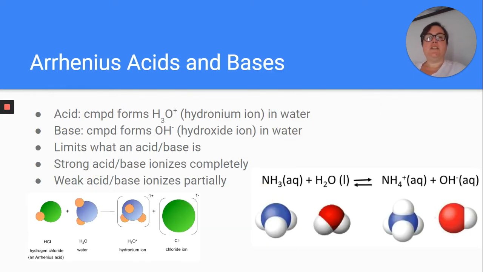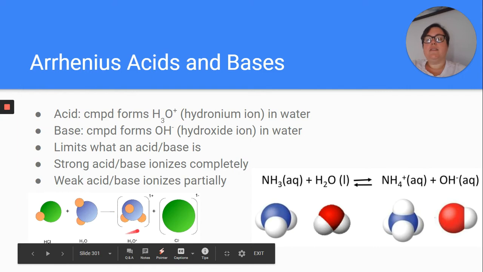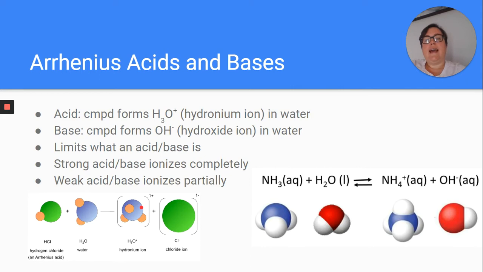A couple definitions of acids and bases, what makes something an acid versus a base. An Arrhenius acid is a compound that will form hydronium ions in water. So hydronium is H3O+. It's a water molecule with an extra hydrogen, and that's shown down here on the left. So there's our hydronium ion. So HCl gives its hydrogen to the water to form that hydronium ion. So that's an Arrhenius acid.